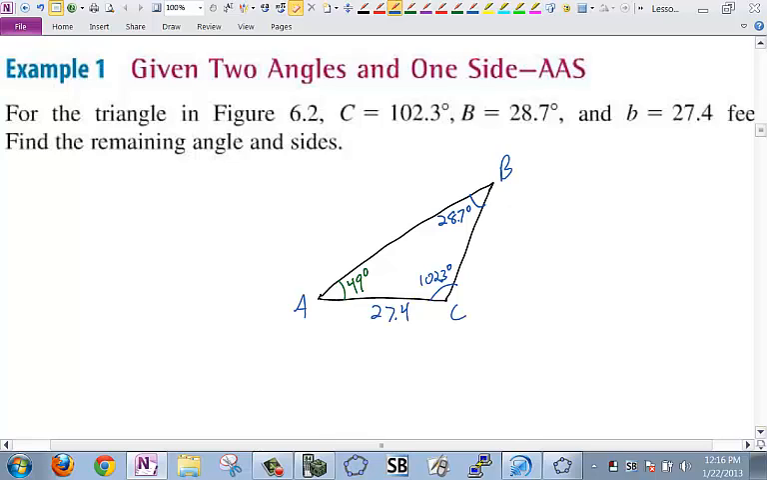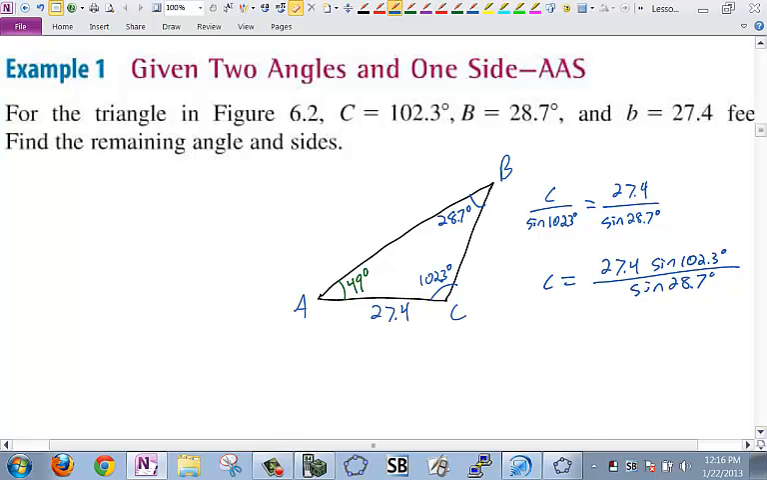How can I find any of the other sides? Law of sines. Yeah. In order to use law of sines, you have to have a side-angle pair, which we do. We have side b and angle B. So I can use those to find, let's say, side c. c over the sine of 102.3 degrees is going to be equal to 27.4, which is what side? b. Over the sine of angle B, so that's the sine of 28.7 degrees. So simple algebra tells me that c is going to be 27.4 times the sine of 102.3 degrees over the sine of 28.7 degrees.